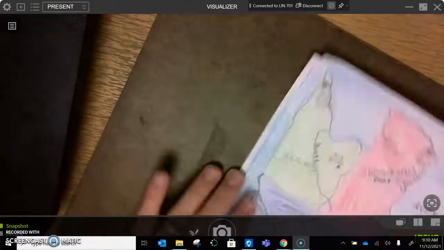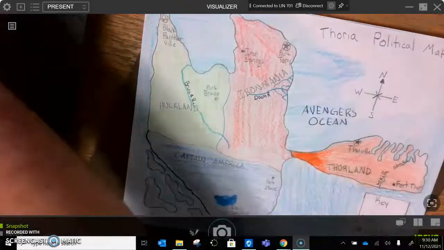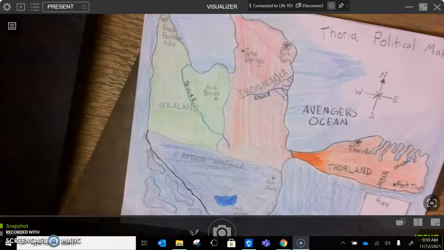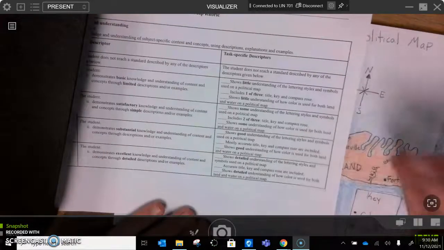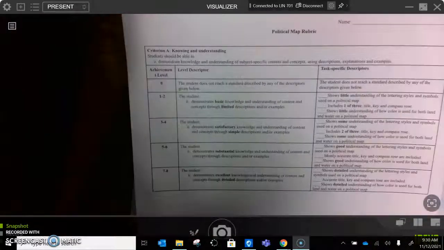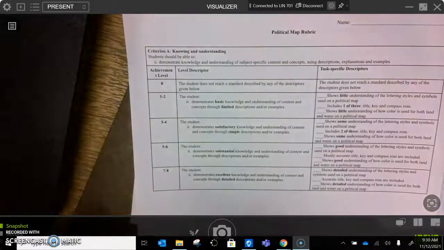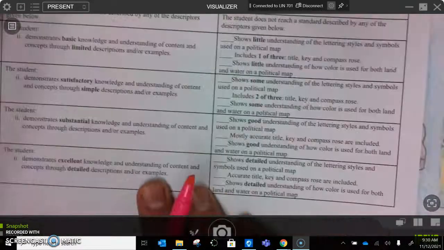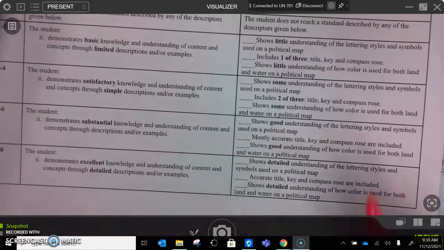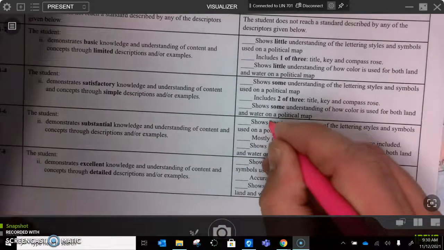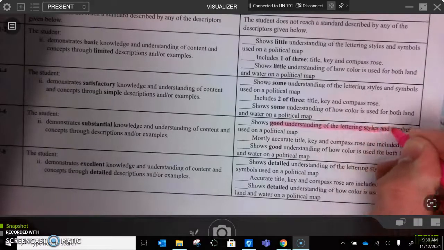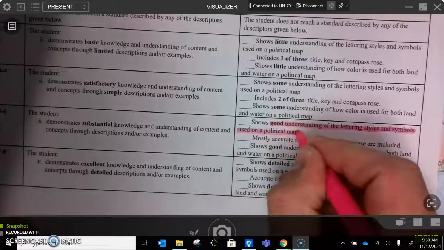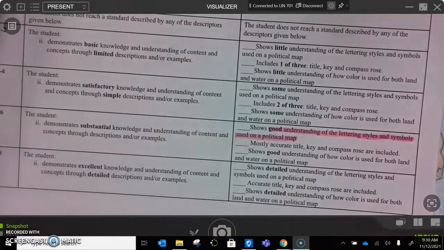When I look at my political map, I can show you right here on the rubric what you're being graded for. The biggest thing you're being graded for, let me grab a highlighter, is right here, at the 5-6 level: shows good understanding of the lettering styles and symbols used on a political map. That's the biggest thing I'm looking at. That's why I listed it first, because I check that first.